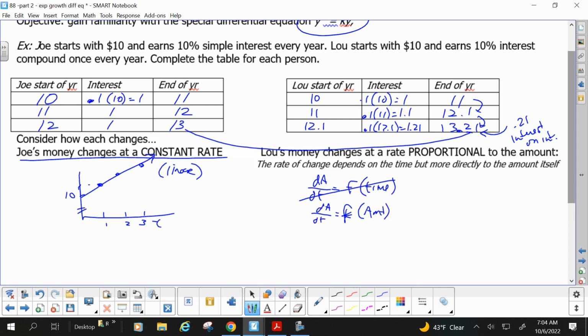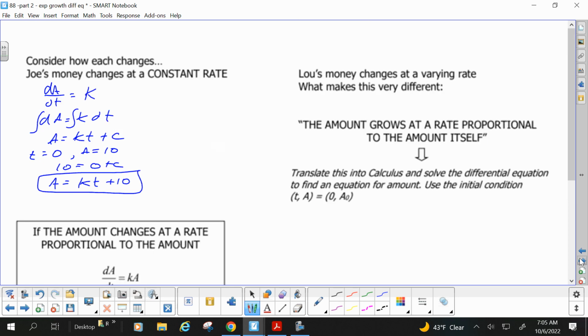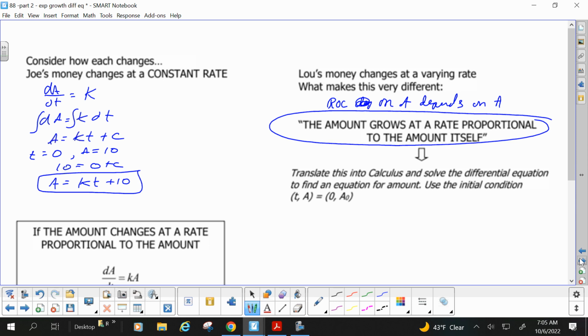Now let's talk about that. What makes that different is that the rate of change of the amount depends on the amount. It's pretty weird that the derivative depends on the dependent variable, but it happens in this case. Now this is a really famous statement. Your eyes should light up and twinkle when you hear this in the future, because it's a big deal.